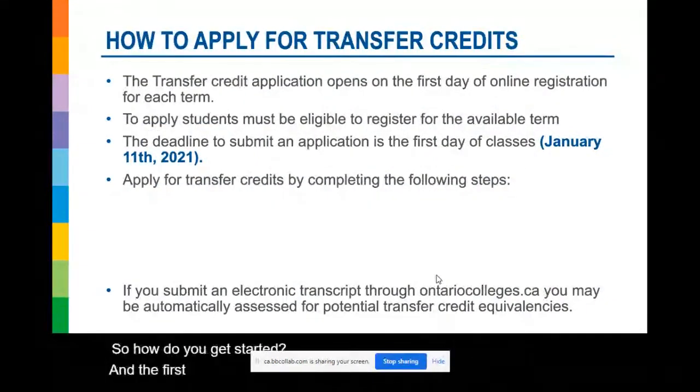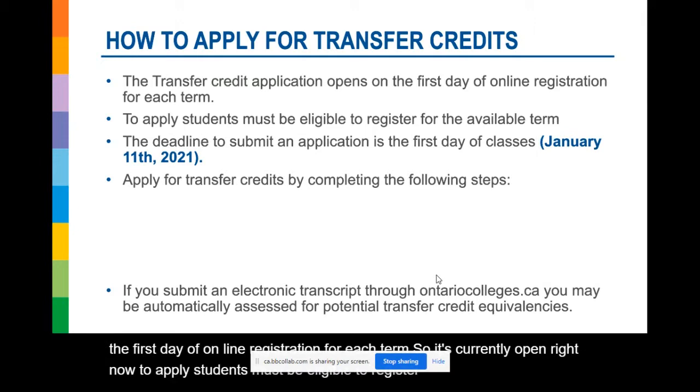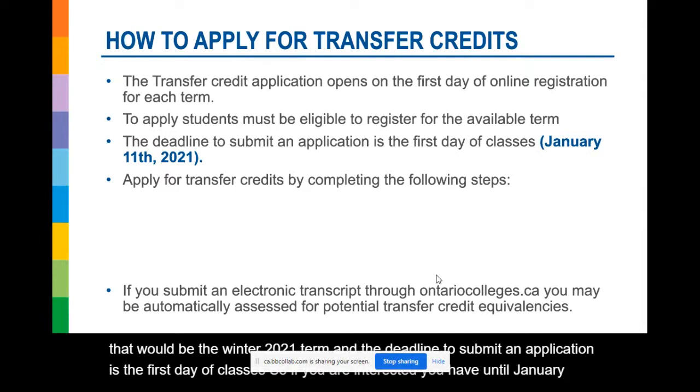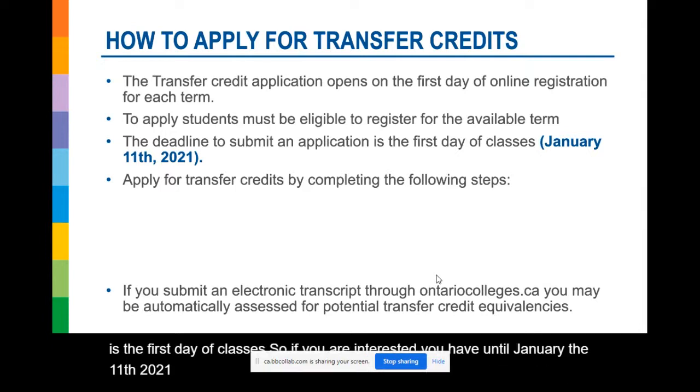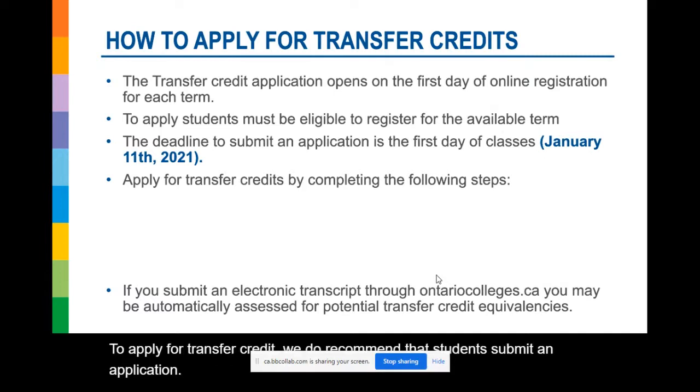So how do you get started? The first thing to know is when the application opens, and it does open on the first day of online registration for each term. So it's currently open right now. To apply, students must be eligible to register for the available term. So that would be the winter 2021 term. And the deadline to submit an application is the first day of classes. So if you are interested, you have until January the 11th, 2021 to submit an application or to make any modifications if allowed.